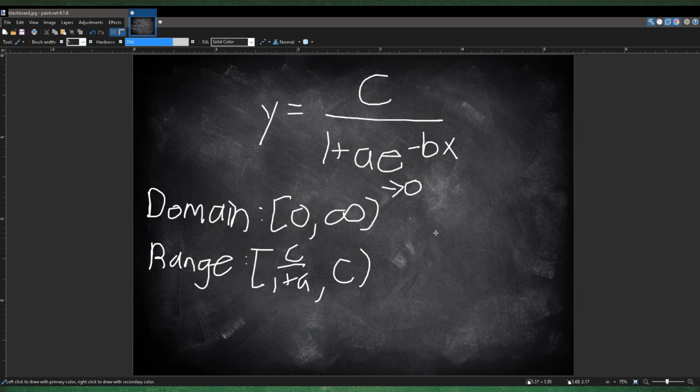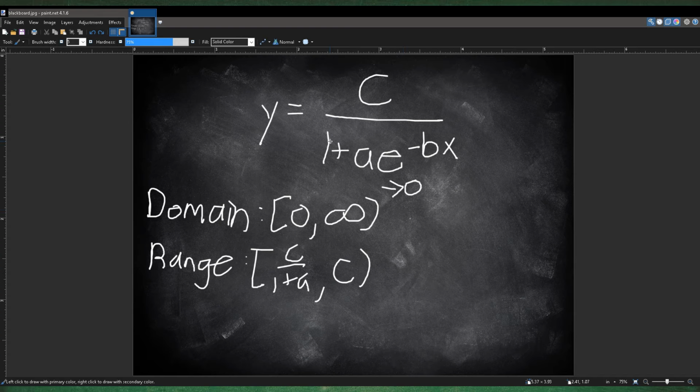But it's never going to reach c, because as this approaches really small, it still has some value. It's going to get really, really small, but it's always going to be less than c, though it'll get really close.